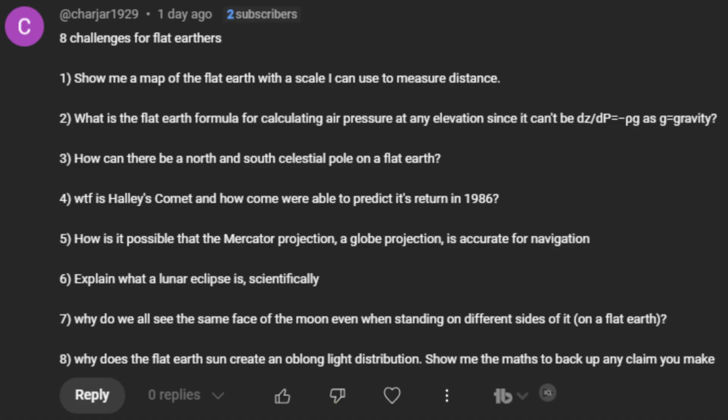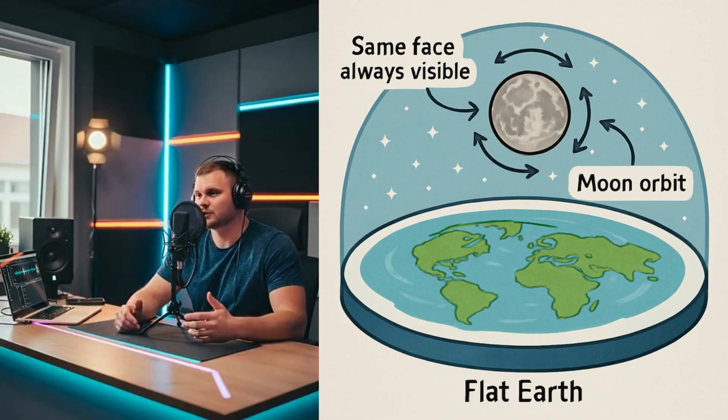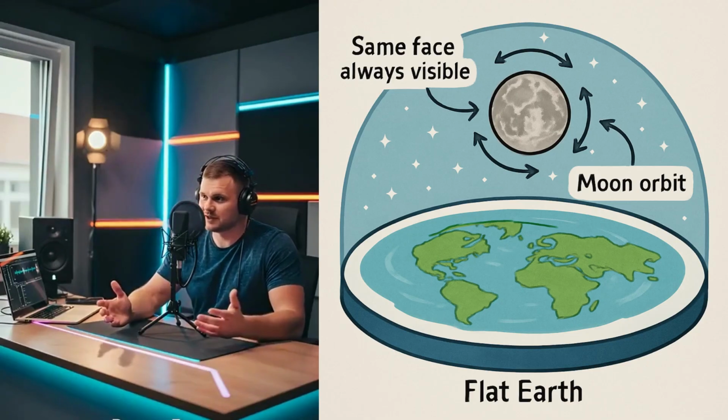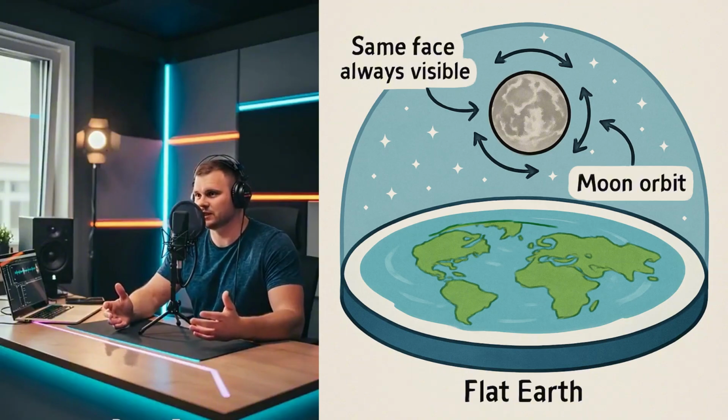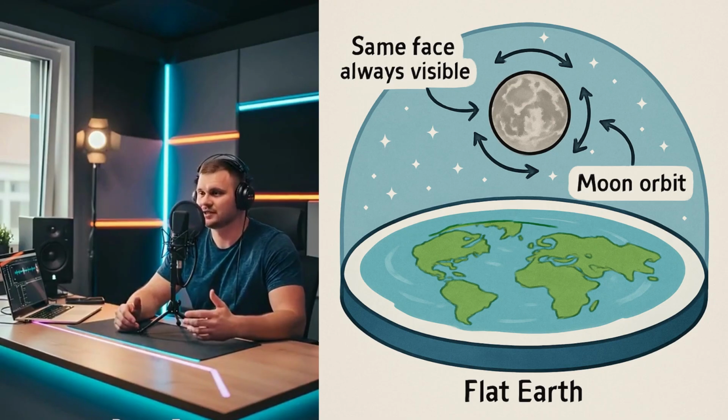Seventh, while we all see the same face of the moon, even when standing on different sides of it, in the dome model, the moon is much closer and smaller than claimed. It's like looking at a billboard in the sky. Everyone in the area sees the same face because it's presenting the same side to observers. The dome acts like a lens to maintain that orientation.